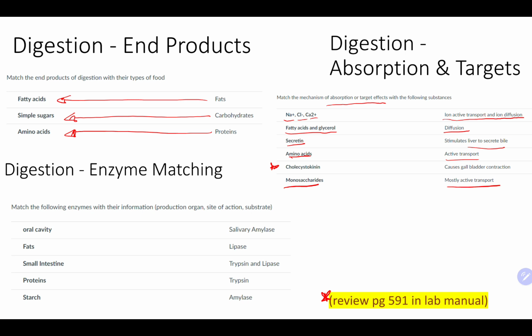And so when we want to match these digestion enzymes down here, match the following enzymes with their information, right? And so in the oral cavity, what are you going to have? You're going to have salivary amylase in the oral cavity. That's going to help to break down the carbohydrates. How are fats broken down? Via lipase activity. In the small intestines, that's where you're going to find this trypsin and this lipase helping to break down lipids and helping to break down proteins.